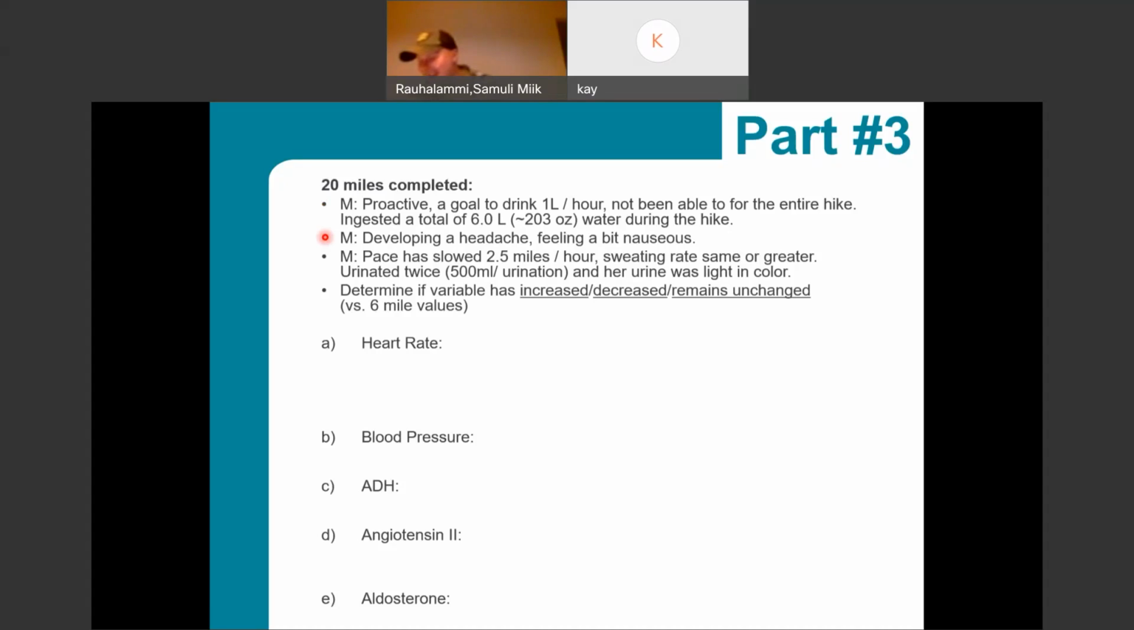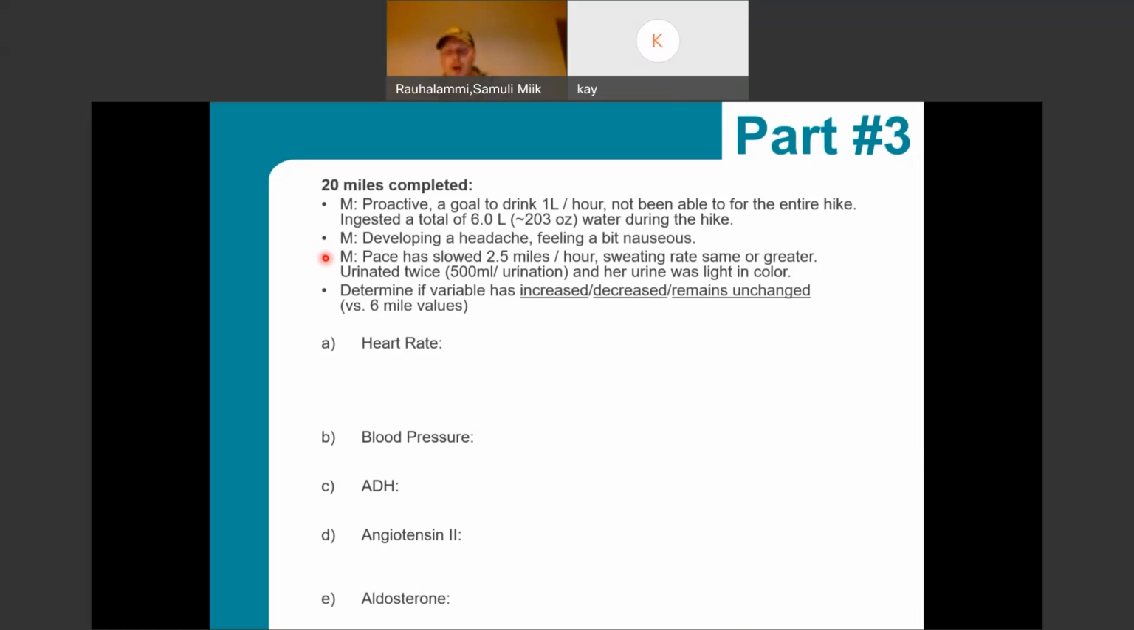She is developing a headache. She's feeling a little bit nauseous. She's not hiking quite as fast as she was hiking before, but she's still maintaining some of that speed. Her sweating rate is about the same, or probably she's sweating a little bit more than she was before.